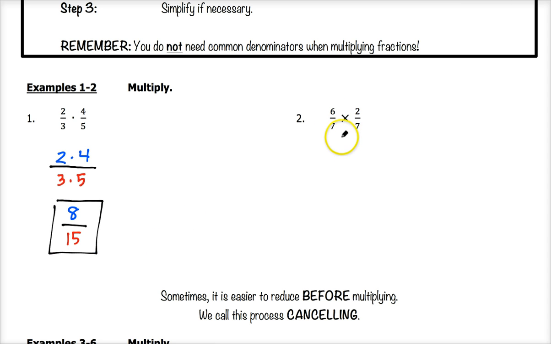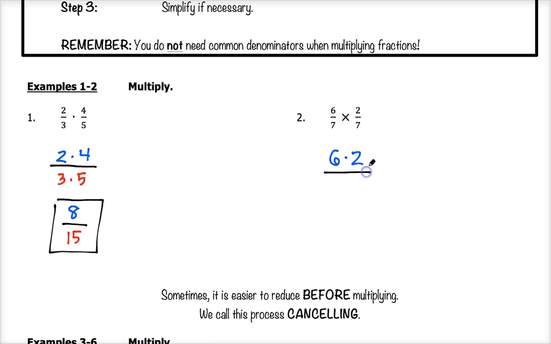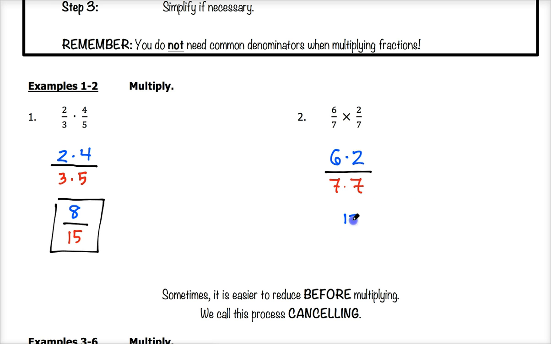Number 2, we have 6/7 times 2/7. Again, we multiply our numerators together, so 6 times 2. And then we multiply our denominators together. Our denominators are 7 and 7, so that'll be 7 times 7. 6 times 2 is 12, and 7 times 7 is 49. So this becomes the fraction 12/49.